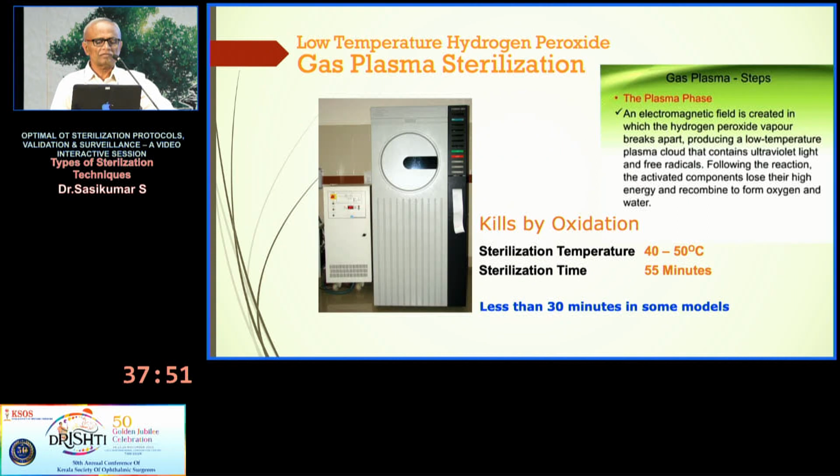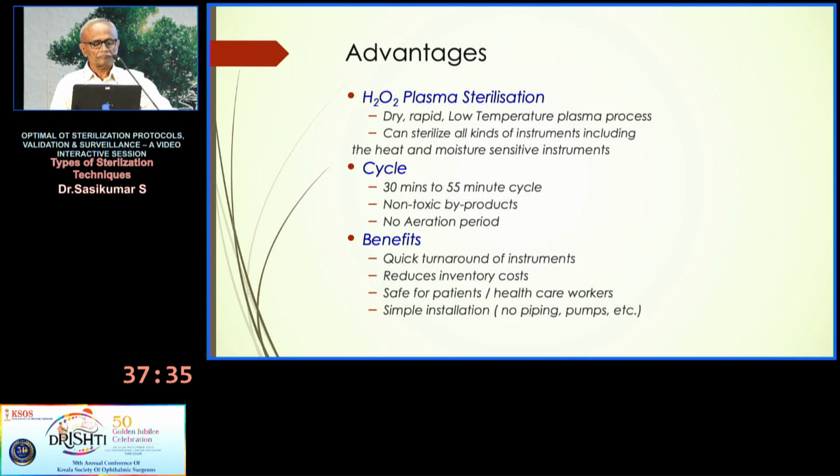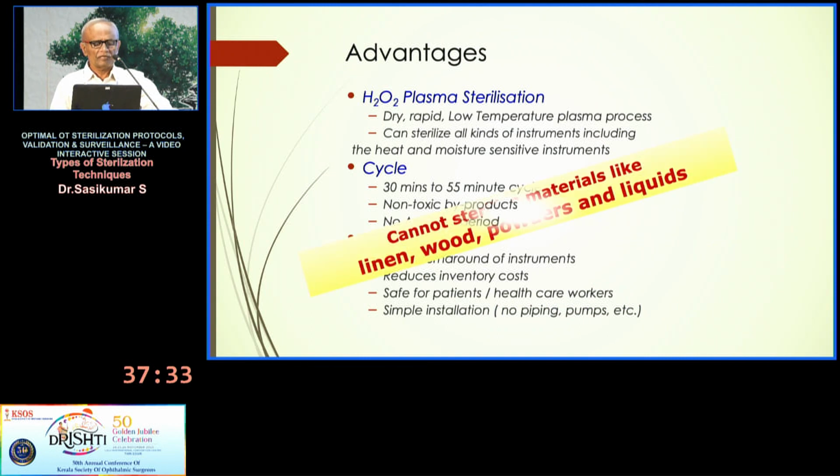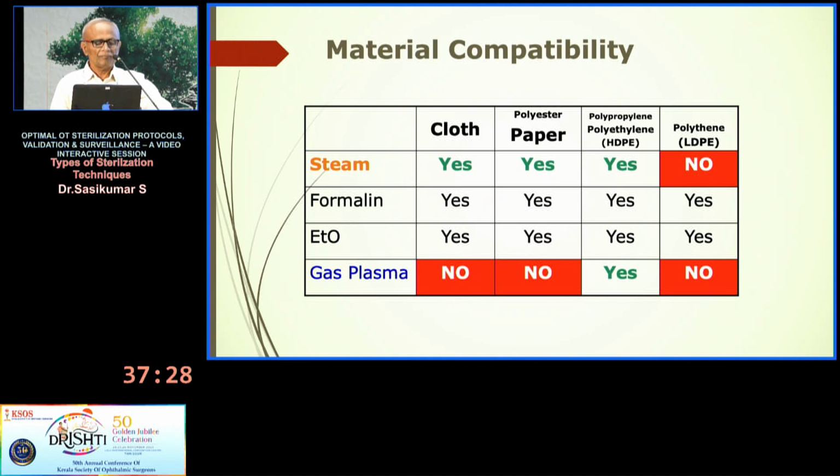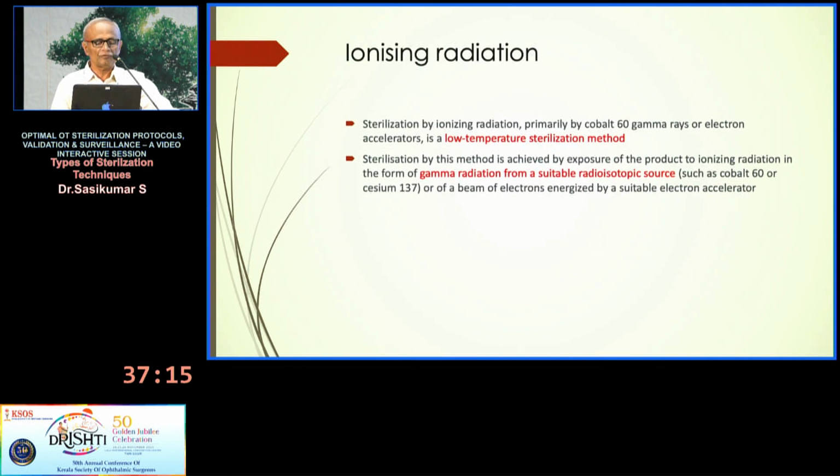Gas plasma is a safer alternative. It creates an electromagnetic field to break the hydrogen peroxide vapor to produce free radicals and UV light, which can sterilize products. But it is costly. It cannot sterilize materials like linen, wood, powders and liquids. For material compatibility, for steam, cloth, paper and SDPE can be used, while for gas plasma only SDP or polypropylene polyethylene material packs can be used.